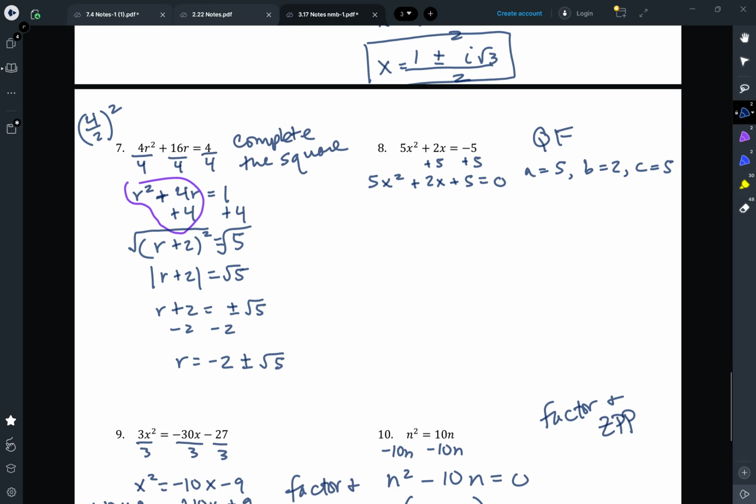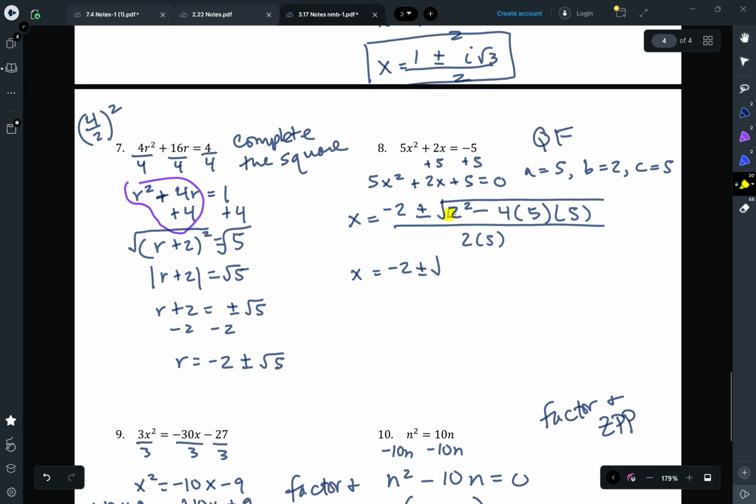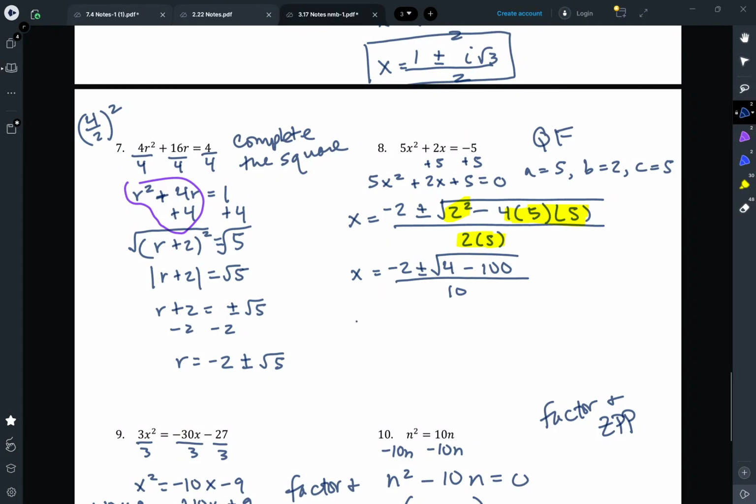Quadratic formula. So x equals negative b, that's going to be negative 2 plus or minus the square root of 2 squared minus 4 times 5 times 5 all over 2 times 5. Let's see, negative 2 plus or minus. So remember, we always do the squared, multiply, multiply, then we'll subtract. So 4 minus 100 over 10, which is negative 2 plus or minus square root of negative 96 over 10.